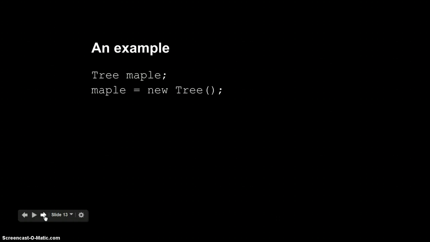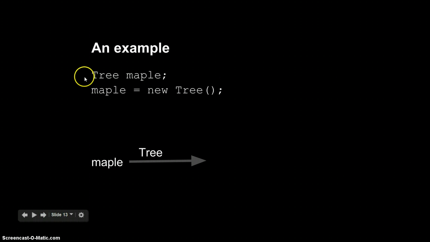Okay, let's say we wanted to create a tree variable. Now notice, this is exactly the same as the variables before, except this time it's of type tree. It's going to be a reference to a tree object. Okay, and we'll see how that works now.